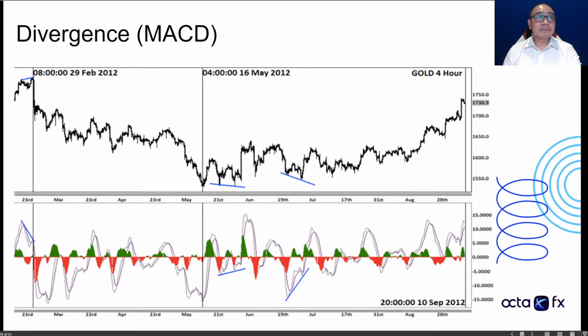Okay, so we have seen the example of divergence using the MACD.